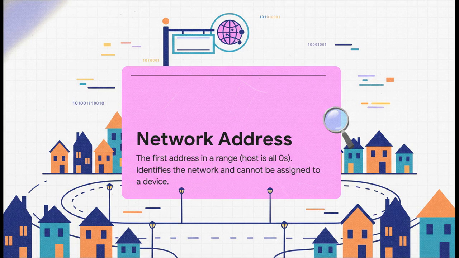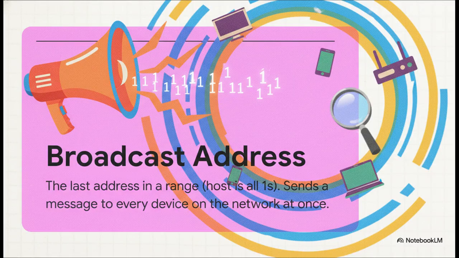The first reserved address is called the network address. This is the one where all the host bits are zeros. Think of it as the official address for the entire street, not for any single house. It's just a way to refer to the whole network at once, which is why you can't assign it to your laptop. Then you have the very last address in the range, where all the host bits are ones.